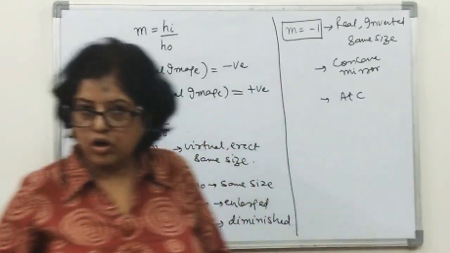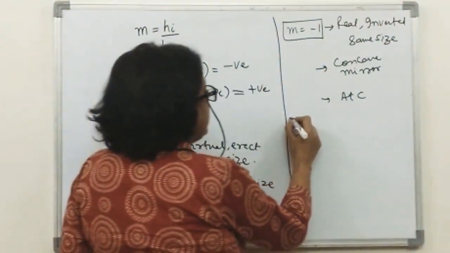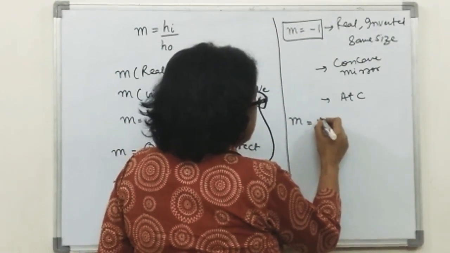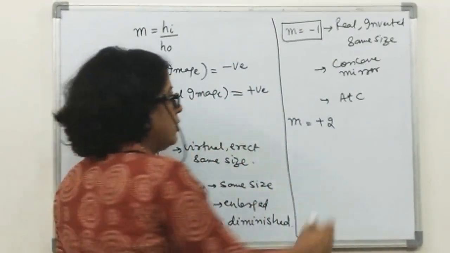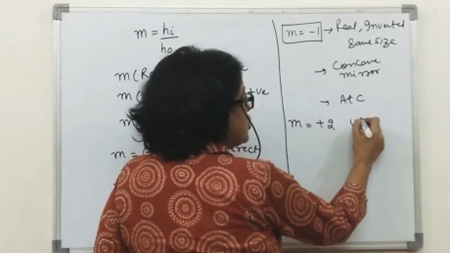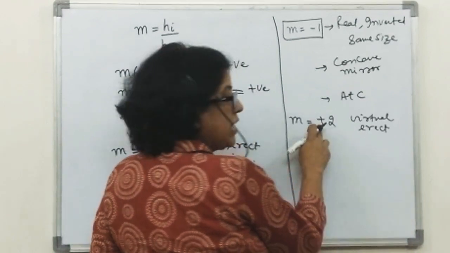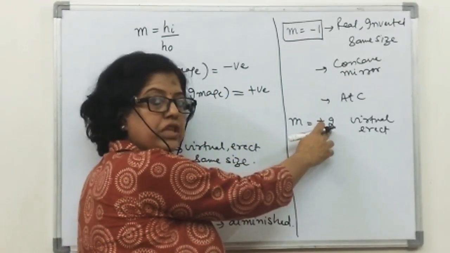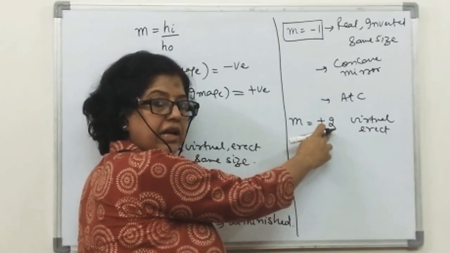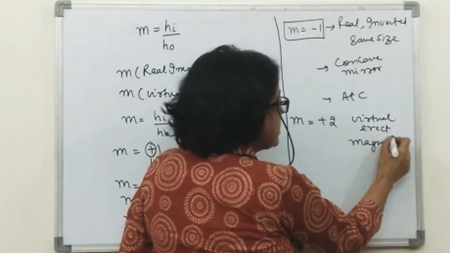Fine. Let's say now M is plus 2. What do you mean by this? Plus 2 means plus means virtual erect. 2 means M is more than 1. That means height of image is more than height of object. That means the image is magnified or enlarged. So virtual, erect and magnified.